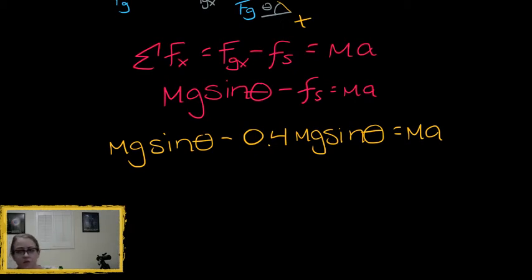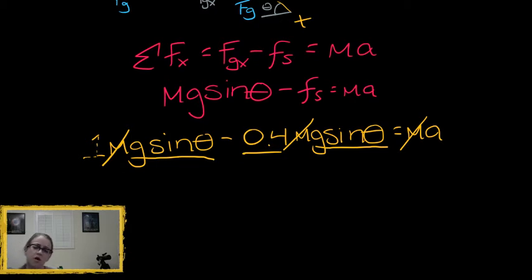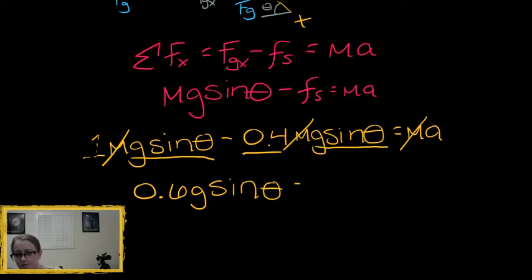I can divide the whole equation by mass because there is mass in every term. It cancels out. Then I'm left with g sine theta minus 0.4 g sine theta equals a. So this is like having 1 g sine theta minus 0.4. What is 1 minus 0.4? 0.6 g sine theta equals A. Boom.